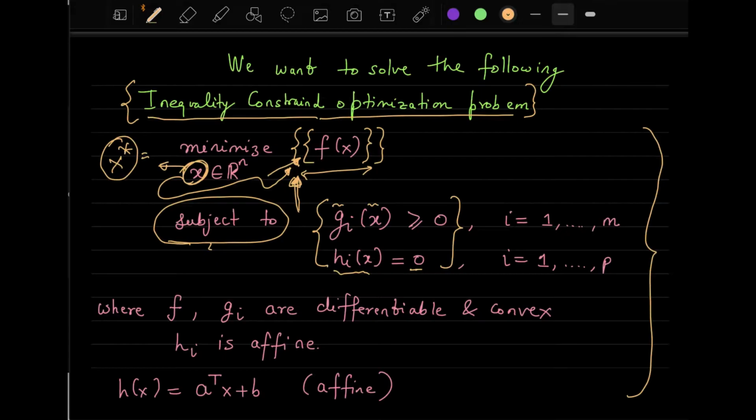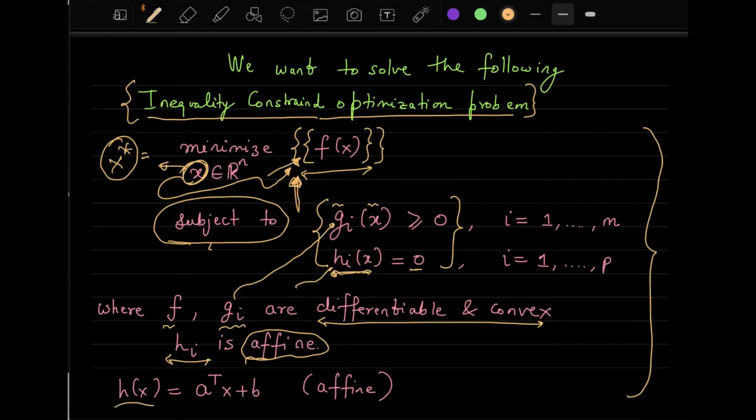And here, the functions gi are differentiable and convex, and the functions hi given over here are affine functions. They are of this format. So normally your hx will be something like this. So, Sir, what is affine? Affine functions are nothing but just a straight line like this.